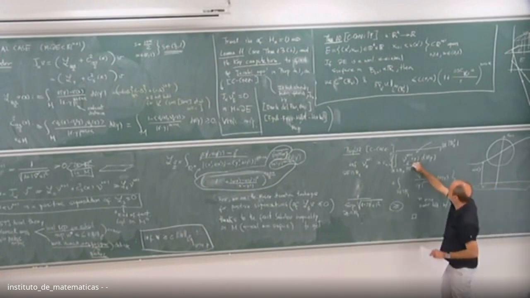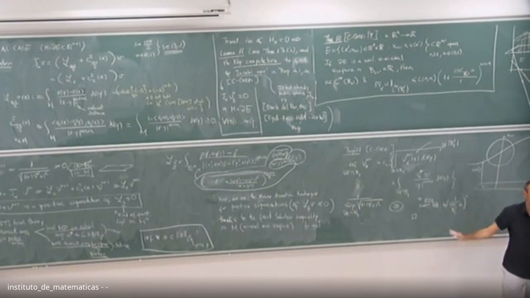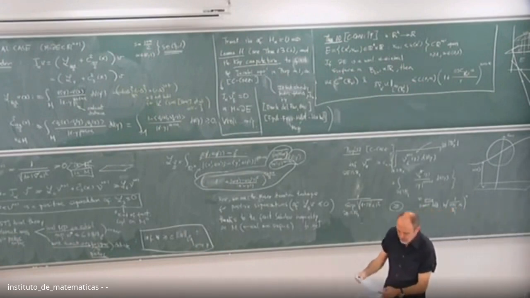No, maybe I don't remember the details, but this bound is easy. You will find it in three lines in the paper. So this is the gradient bound. So we have to finish here.